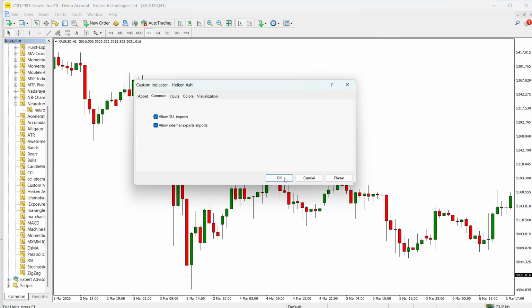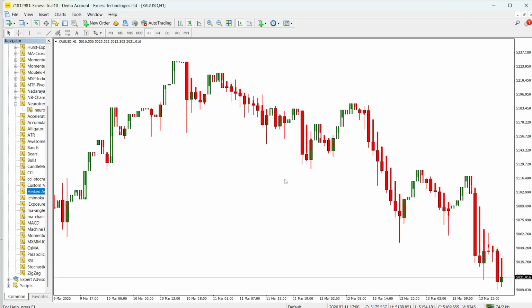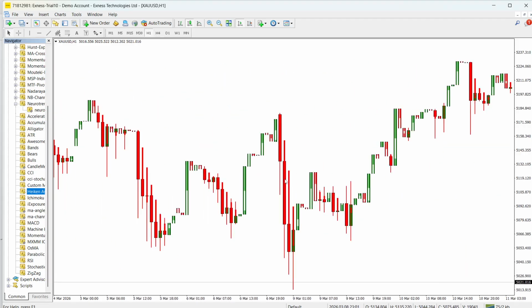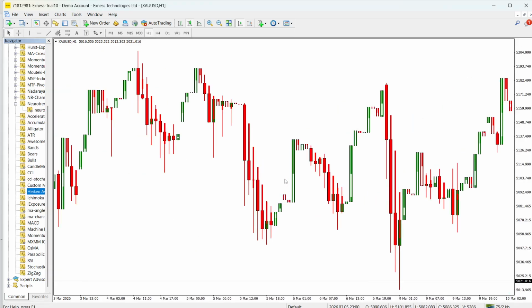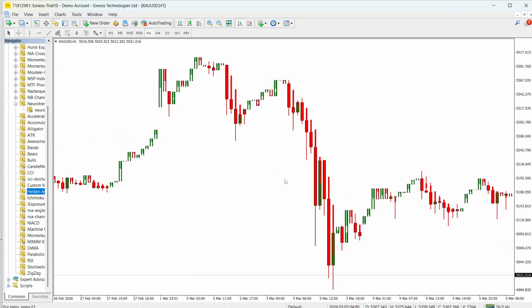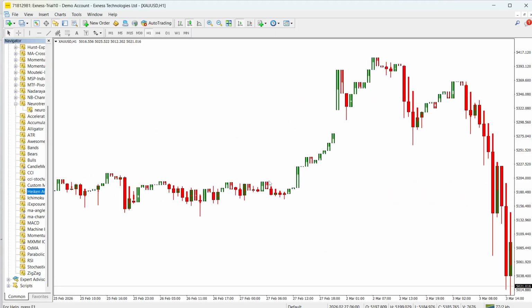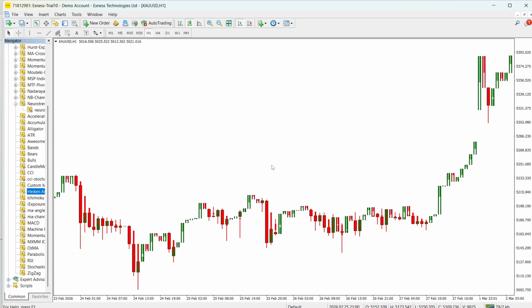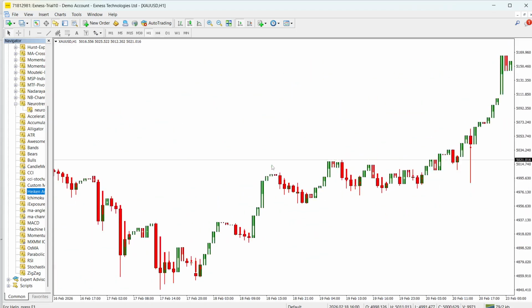Remember to allow DLL imports, and there we go. On the charts, the indicator replaces or overlays the standard candlesticks with smoothed Heiken Ashi candles. These modified candles use average values rather than raw open, high, low, and close prices, resulting in a smoother appearance. During trends, you will notice longer sequences of same colored candles with fewer wicks in the trending direction, making the trend easier to identify visually.